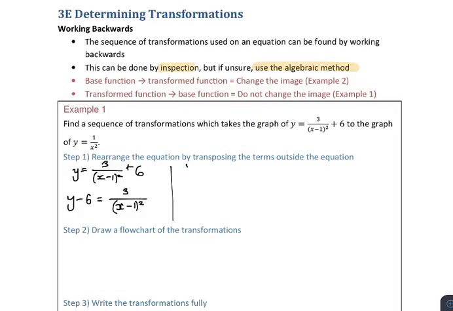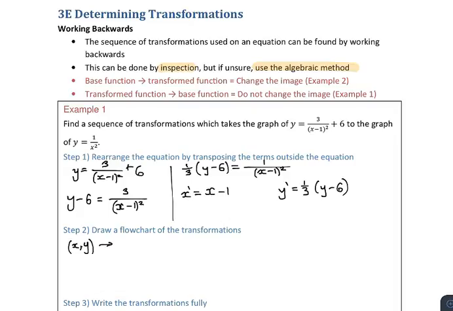and then I'm going to divide by 3. Now, what I've done is I've created a scenario which previously would be what I've substituted in. This would be my x new value, and this would be my y new value. So this is what I've previously substituted in. So when I go to draw a flowchart for this, more to the point, if I go x new is equal to x minus 1, and y new is equal to 1/3 y minus 6. No, I'm not rearranging that, okay?